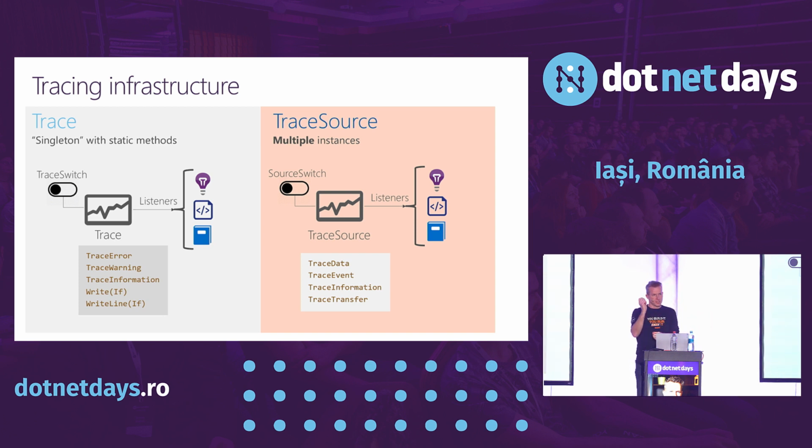Trace source is an instance. Trace on the left side is a singleton, so you can sprinkle it everywhere in your code, which makes it very convenient. You don't have to dependency inject it in each and every small class that you might be using.